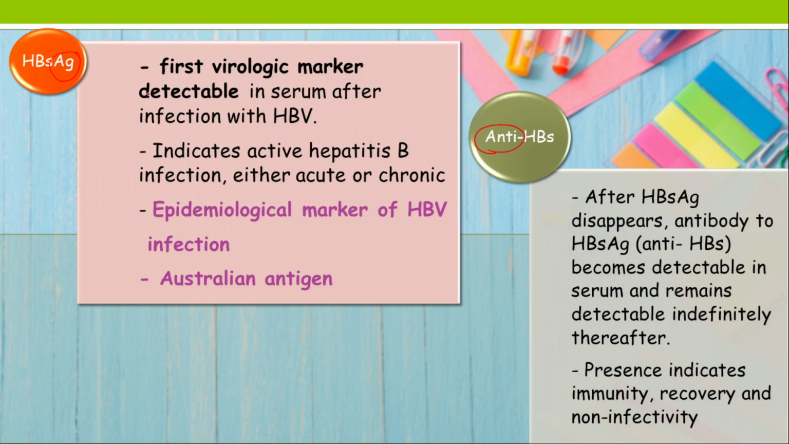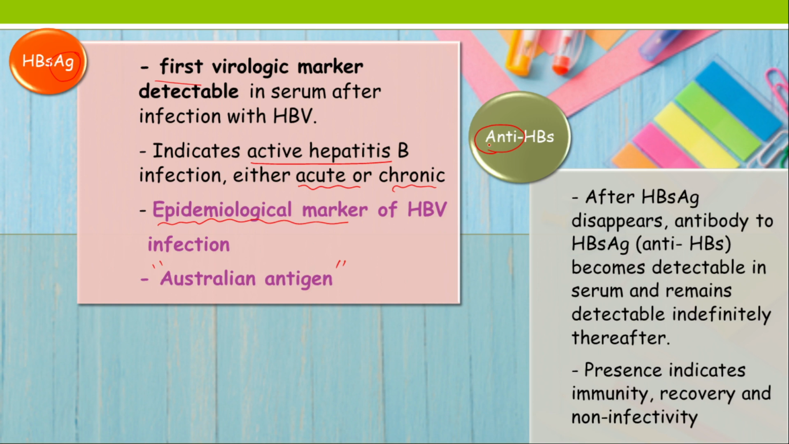As I had told, this is the first virological marker detectable in serum after the infection with HBV. After the infection, antigen will be forming, and here the antigen is HBsAg. If there is HBsAg in our blood, it indicates active viral hepatitis. It may be either acute or chronic, and two points you have to remember from an MCQ point of view: it is the epidemiological marker of HBV infection, and it is also called Australian antigen. These are the things you have to remember regarding HBsAg.